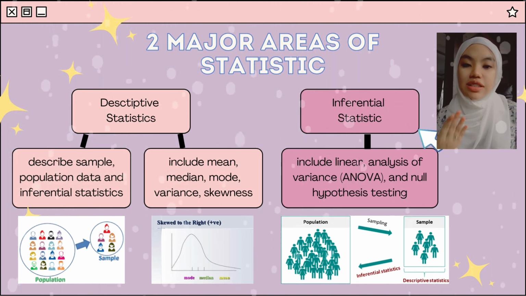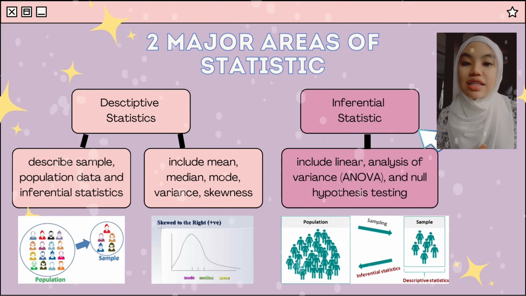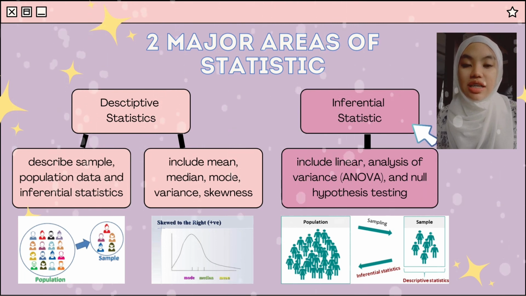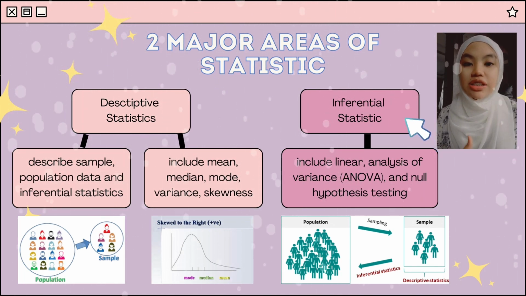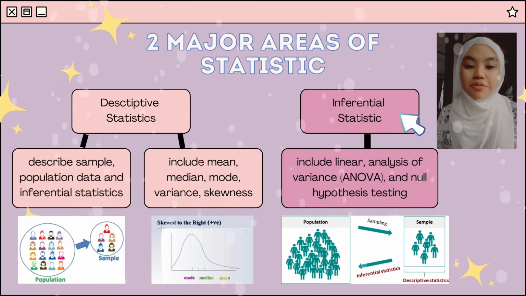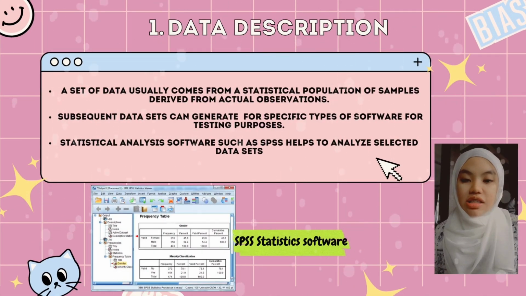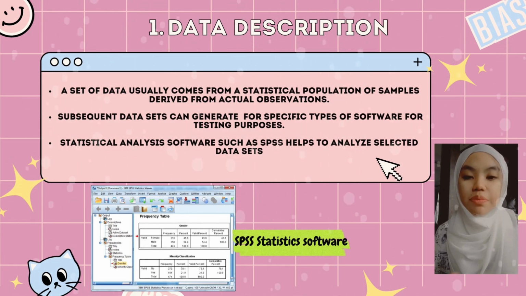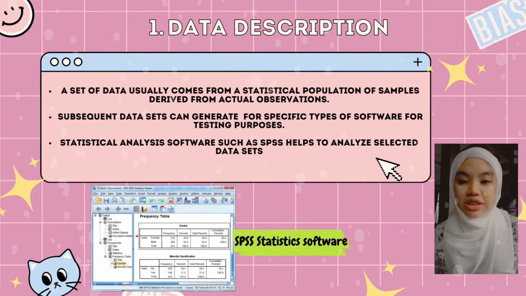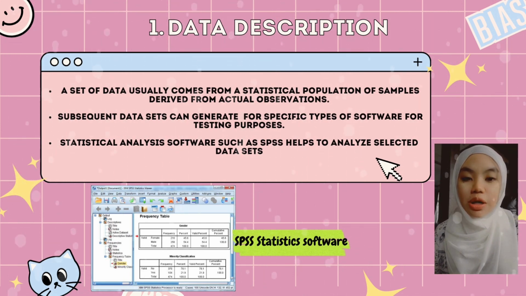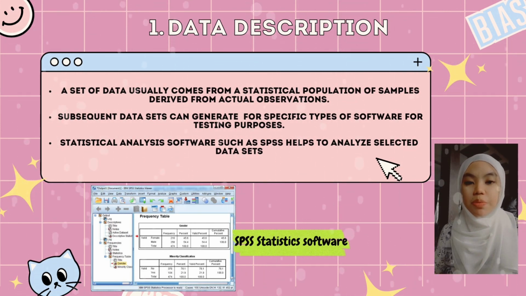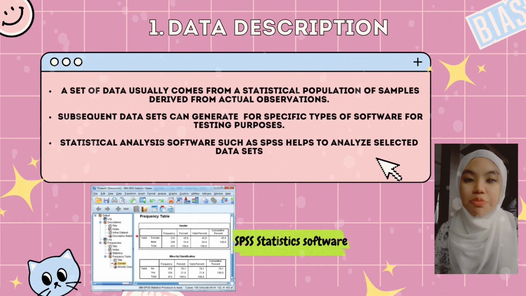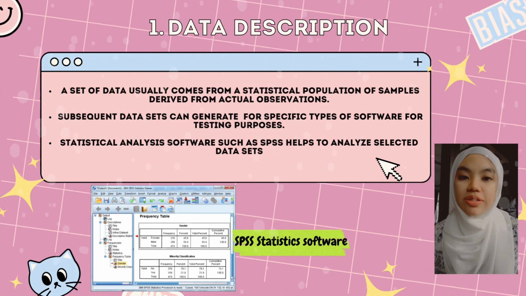The objective of this study was to learn how to collect data sets, describe the data sets using descriptive statistics, represent data sets graphically, and perform statistical analysis using IBM SPSS software. For the data description, a set of data usually comes from a statistical population of samples derived from actual observation, and each row corresponds to a component of the observation, which is the population. Subsequent data sets can be generated by specific types of software for testing purposes, by using SPSS software.